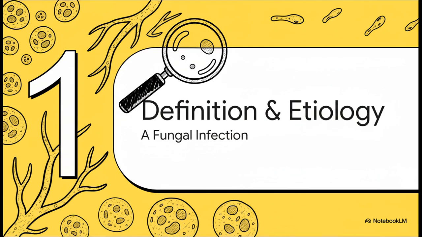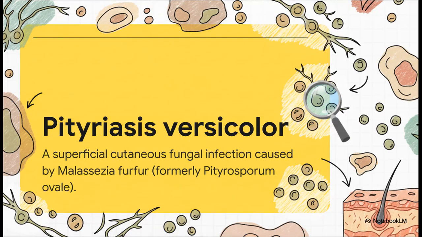Let's get down to the fundamentals of what this superficial fungal infection really is. Okay, so the official term is Pityriasis Versicolor, but you'll also hear it called Tinea versicolor. At its core, it's a superficial fungal infection of the skin. And the culprit? It's a yeast called Malassezia furfur. You might remember it by its old name, Pittosporum ovale. Now, what's interesting is that this organism is actually a normal part of our skin's flora, a commensal. The problem starts when certain triggers cause it to switch over to its pathogenic or disease-causing hyphal form.